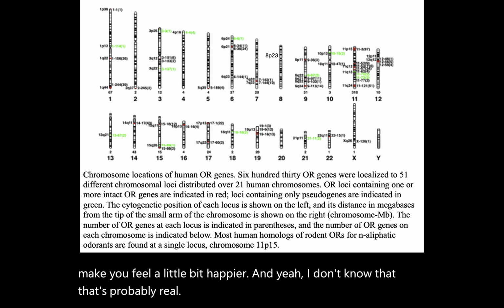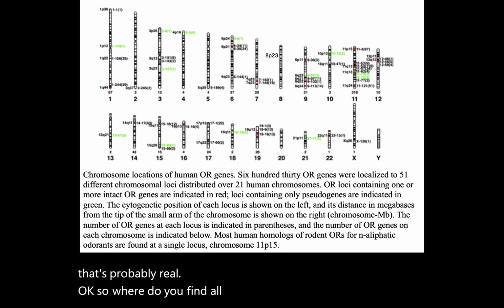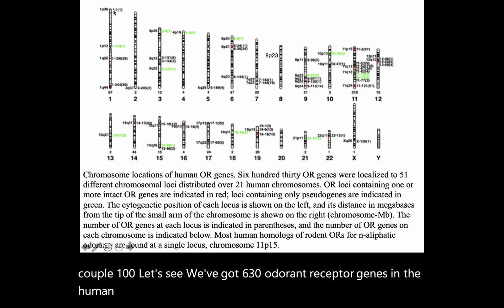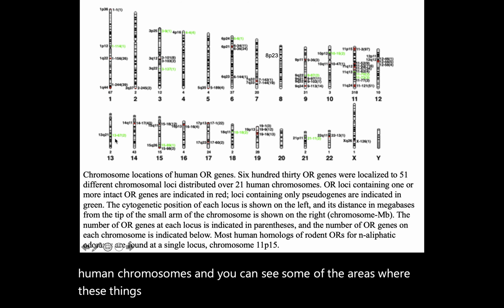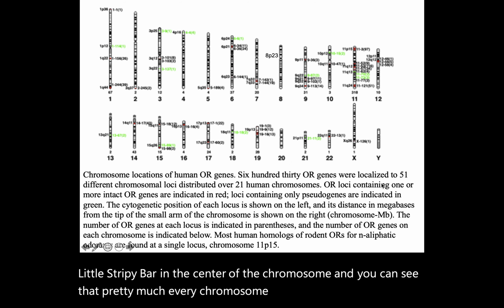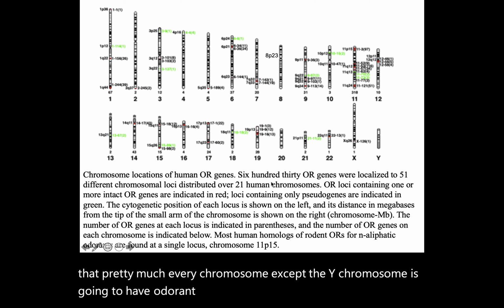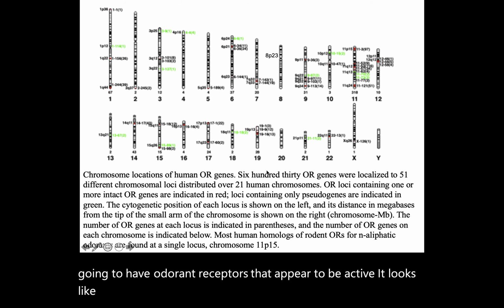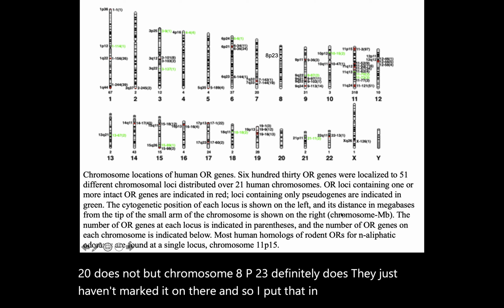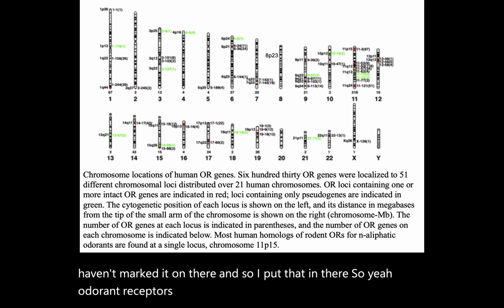Okay, so where do you find all these odorant receptors? We've got 630 odorant receptor genes in the human chromosomes. And you can see some of the areas where these things are distributed. Each of these is a chromosome, and the little stripy bar in the center is the centromere. You can see that pretty much every chromosome except the Y chromosome is going to have odorant receptors that appear to be active. It looks like chromosome 20 does not, but chromosome 8, p23 definitely does. They just haven't marked it on there, so I put that in there. So yeah, odorant receptors pretty much all over your human genome.